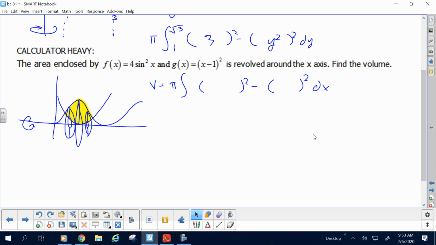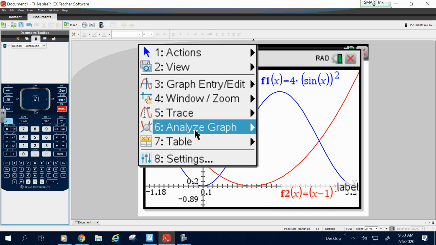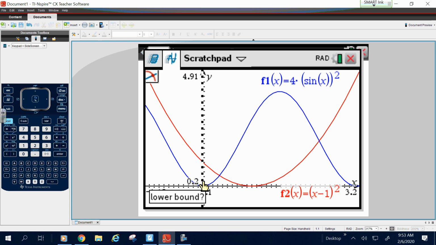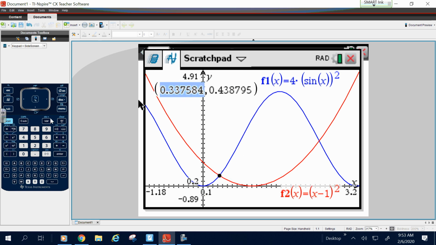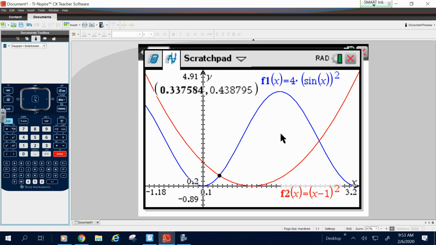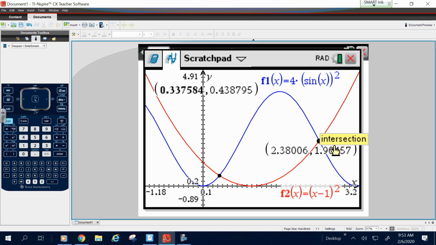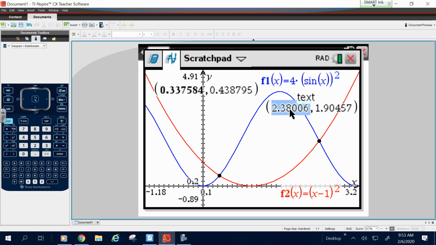Cool. What do I need to do to fill in the 4 places? Need some bounds. How do you find the bounds? Intersection points. Make sure you store them. You're often going to need them for multiple parts, and it's better to store them. Sometimes you will need the x and the y, but in this case, I think just the x will be sufficient. I'm getting 0.337 and 2.380.